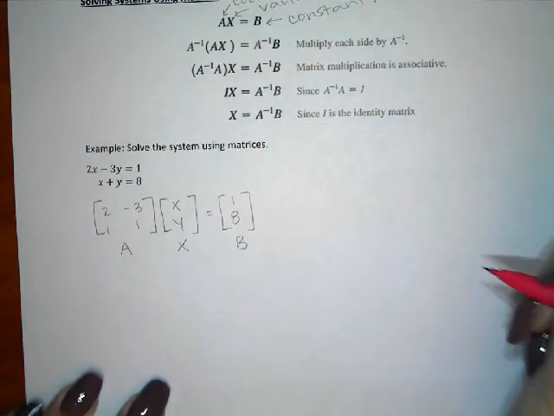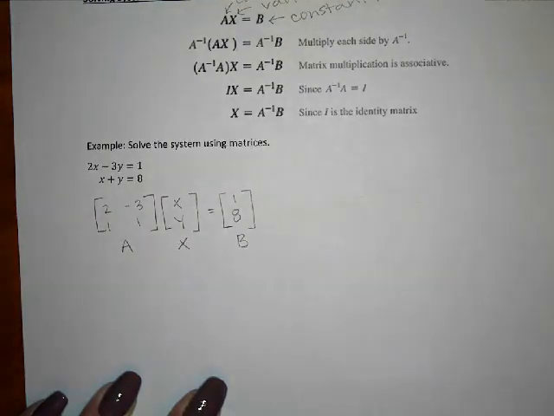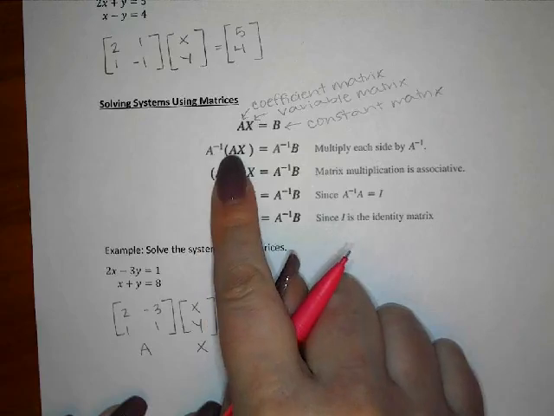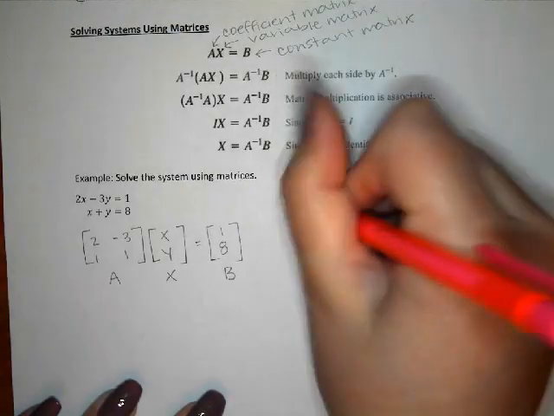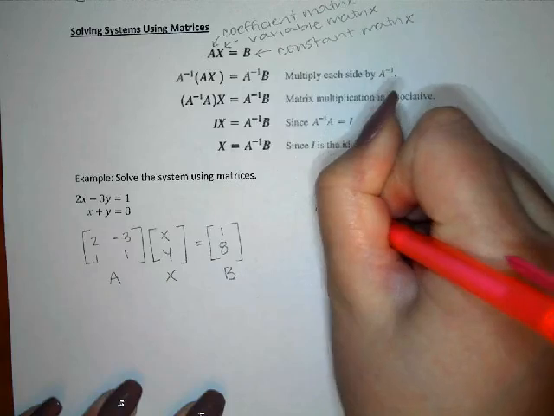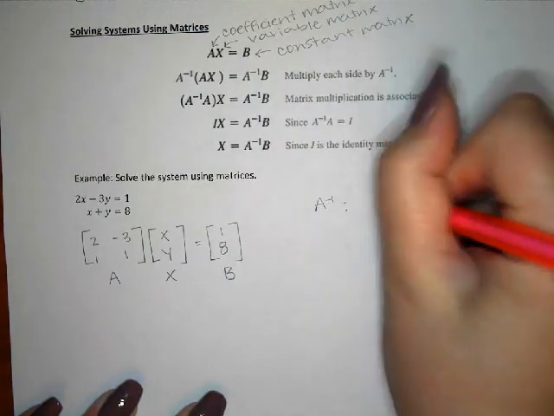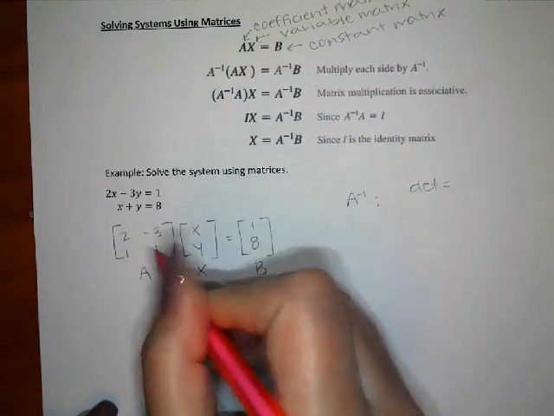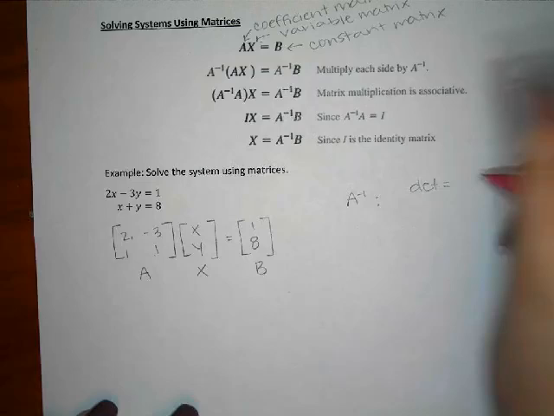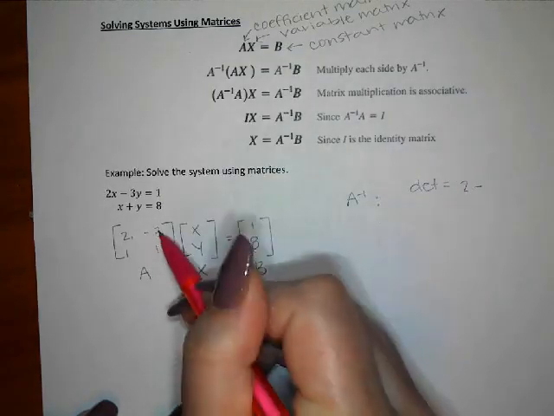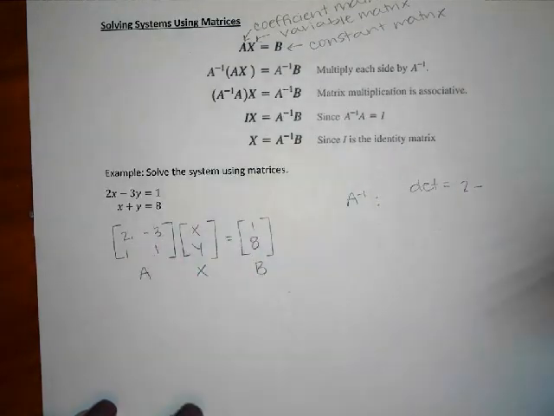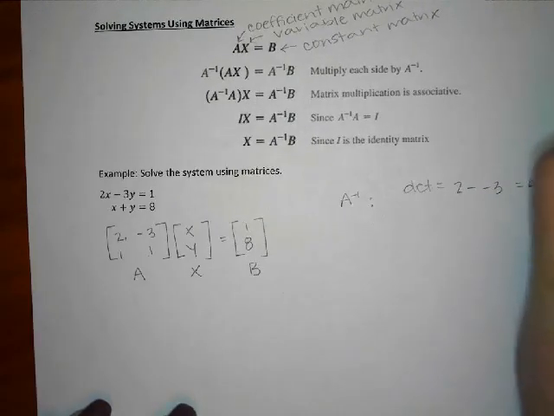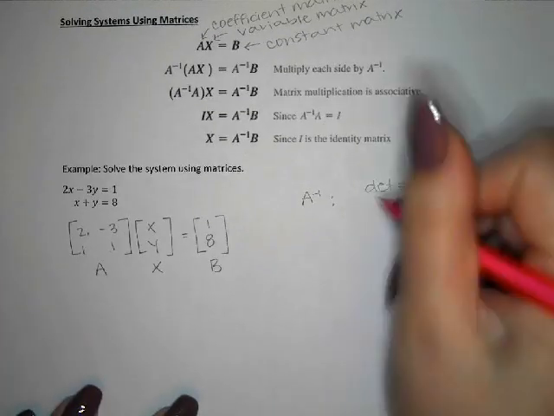Okay, so the next thing that we need to do is find A inverse so that we can multiply A inverse times A. So for A inverse, the first thing we need to do is find the determinant. So the determinant is these two multiplied together, 2 times 1 is 2, minus these two multiplied together, so minus -3. So the determinant is 5. And then to find the inverse, we take 1 divided by the determinant.